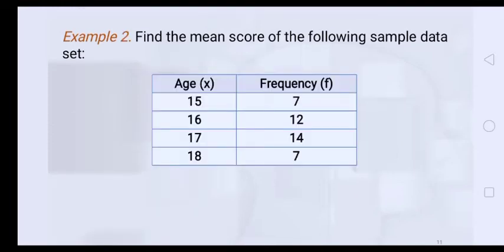Next, in example 2, find the mean score of the following sample data set. We have the age and frequency.